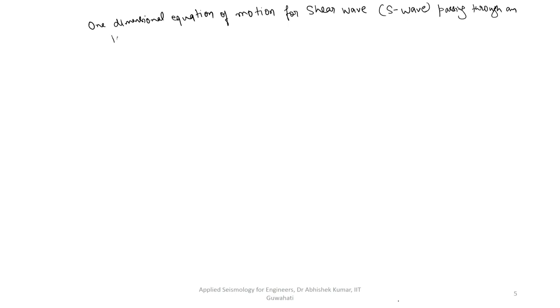Through an infinite medium. Now, in this particular case, we have to take into consideration the nature of motion which a particle is undergoing when the wave is propagating through the rod or through the medium. Whenever I say medium, basically I am trying to represent the medium which the wave is finding in order to propagate between the focus of an earthquake and before it reaches a recording station. Any medium through which the wave is propagating between the source and the site is called a medium.